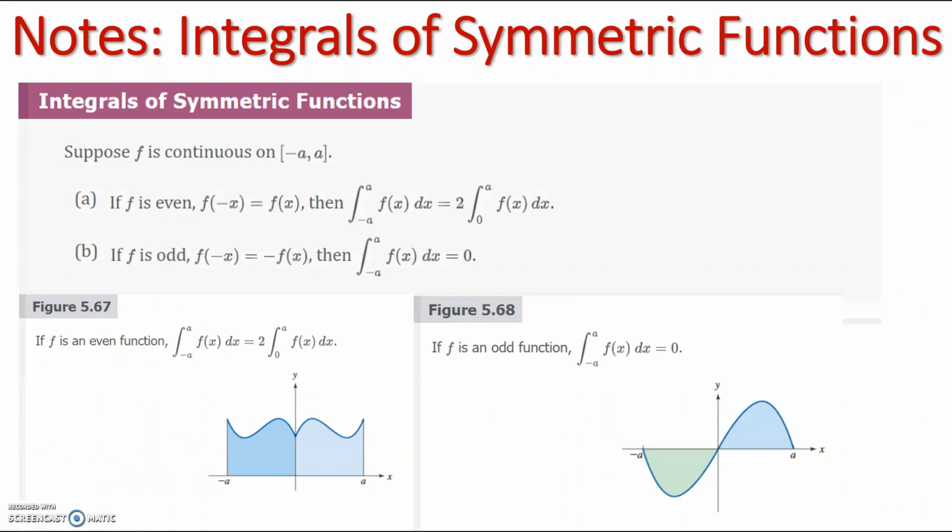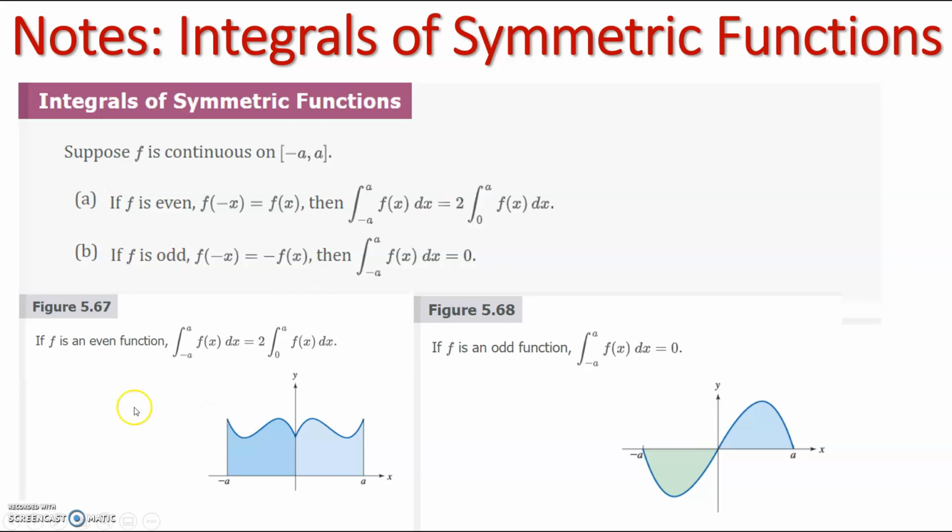All right, so the focus of today's lesson is integrals of symmetric functions. And our theorem says this. Suppose f is continuous on the closed interval negative a to a. We have two situations. If f, our function, is even, that is, f of negative x is f of x, then the integral from negative a to a, f of x dx, is just 2 times the integral of 0 to a, f of x dx.